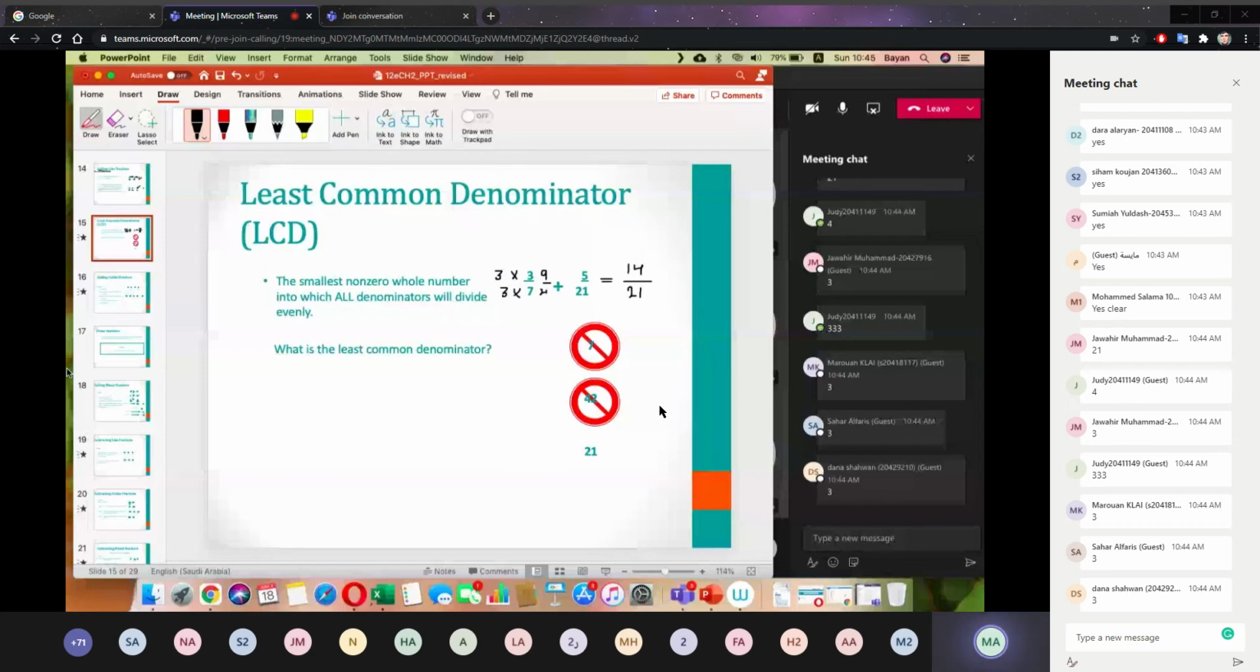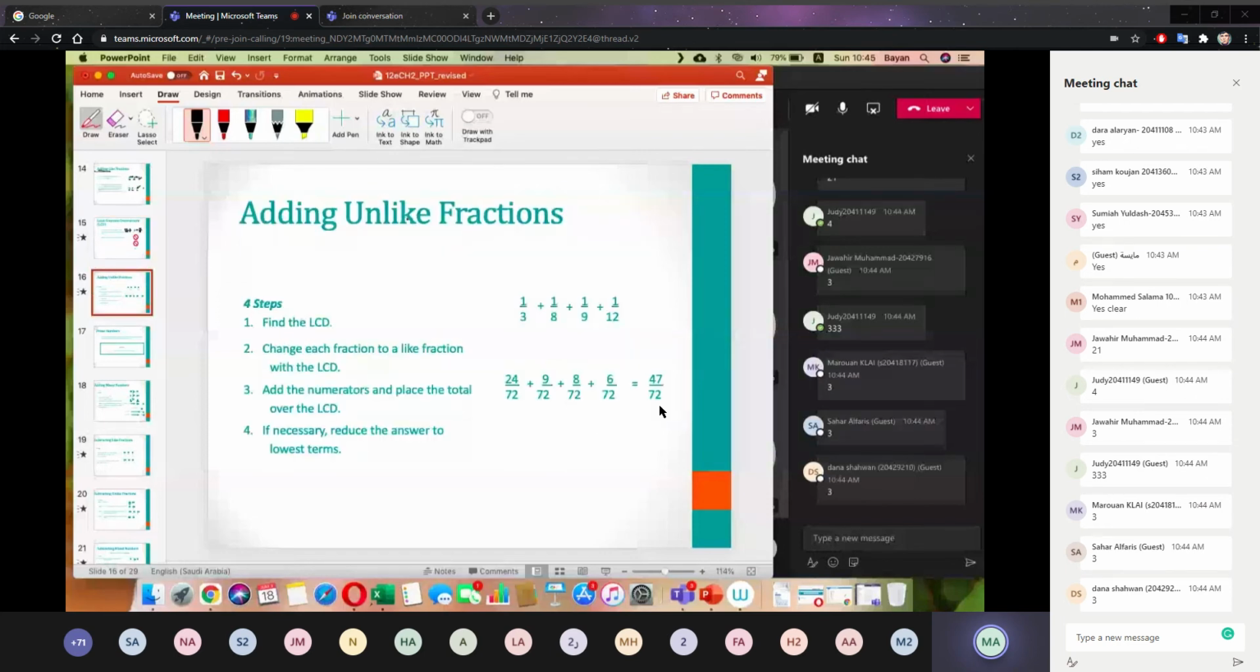Here we have adding unlike fractions. So you can see a different denominator here. You have 3, 8, 9, and 12. Different values. What should we do? We try to find the least common denominator. What is the least common denominator? We try. There is no particular value.